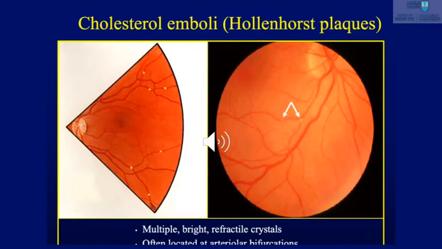The cholesterol emboli or Hollenhorst plaques may be in the form of multiple bright refractile crystals, often located at the arteriolar bifurcations, frequently asymptomatic.